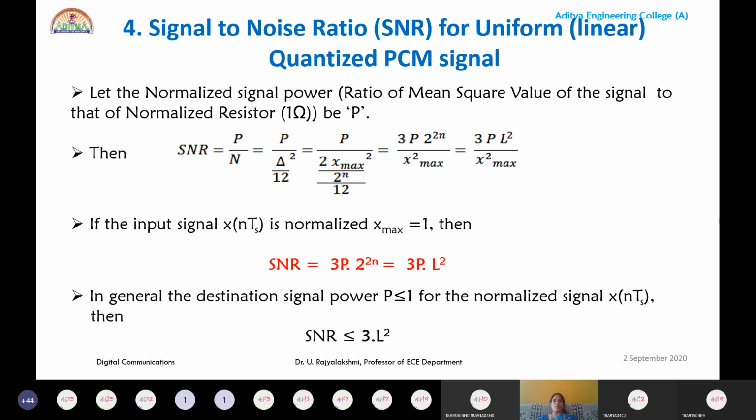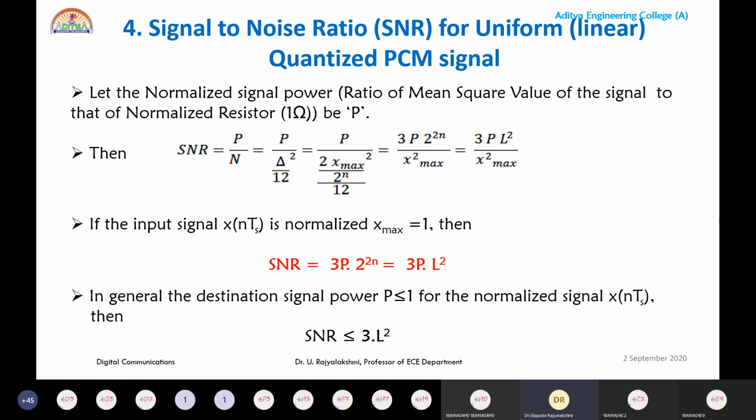Now in the denominator you have 2x max by 2 power n whole square. So 2 square is 4, and 4 by 12 gives you 3, which goes to the numerator because denominator by denominator, you take that 3 to the numerator. So 3P into, once again, this 2 power n is also in the denominator, so that also goes to the numerator. So you get 2 power 2n, divided by x max square, the square of the maximum value.